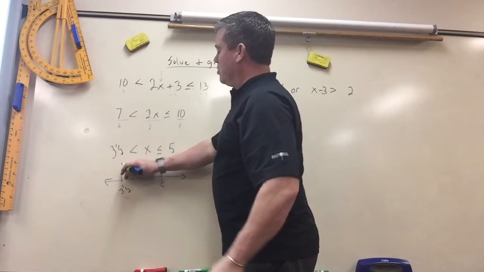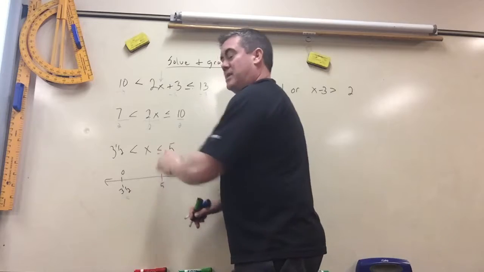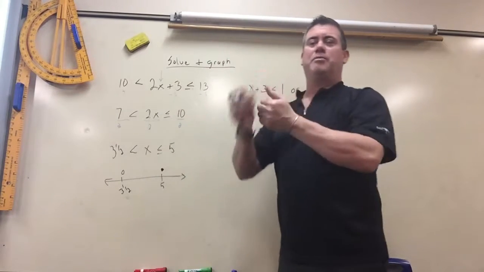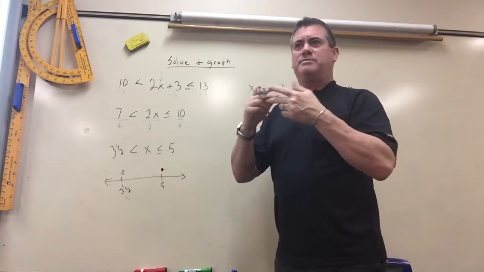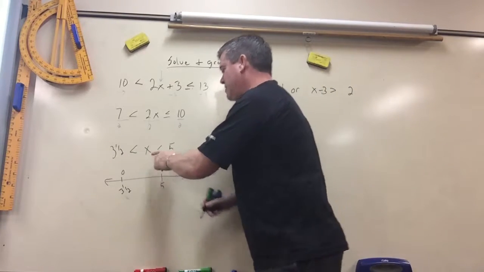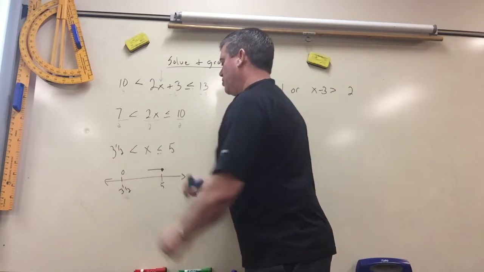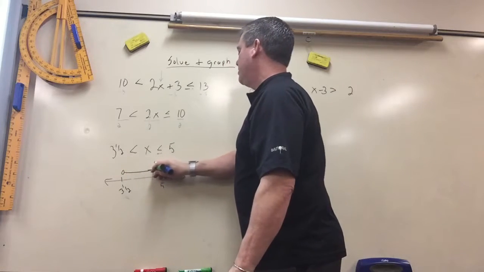This one has a hollow sign. This one has a filled-in sign. And when you draw your lines, remember they're either going to go away or towards each other. This reads x is less than 5, so that's to the left. This reads x is greater than 3.5, so that goes to the right.